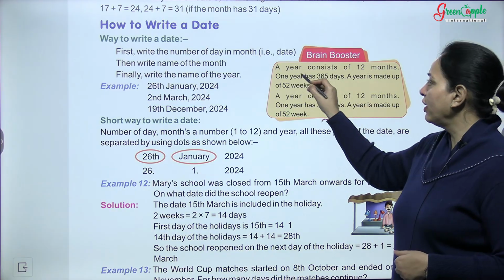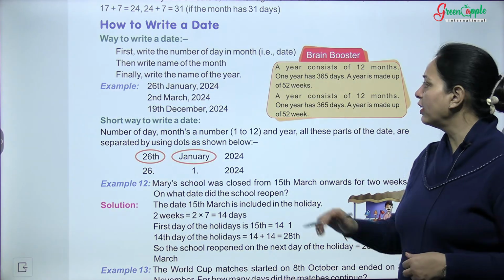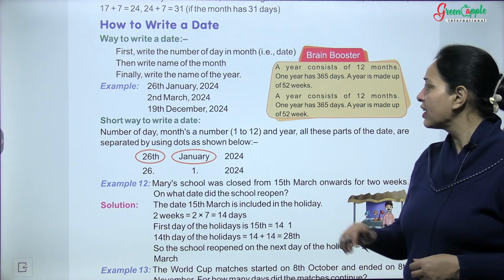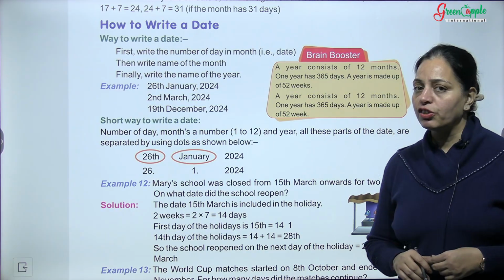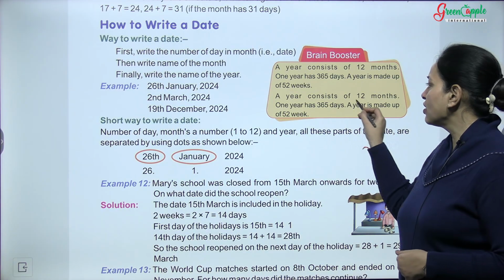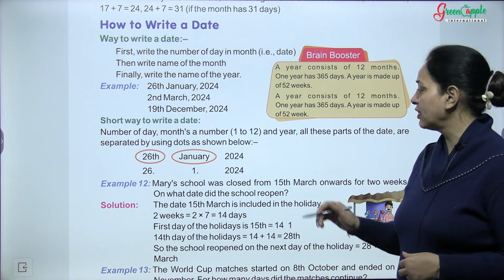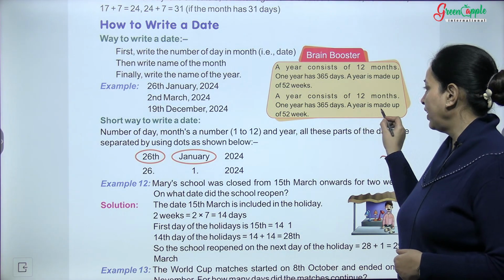Now brain booster. A year consists of 12 months, 1 year has 365 days, and a year is made up of 52 weeks.